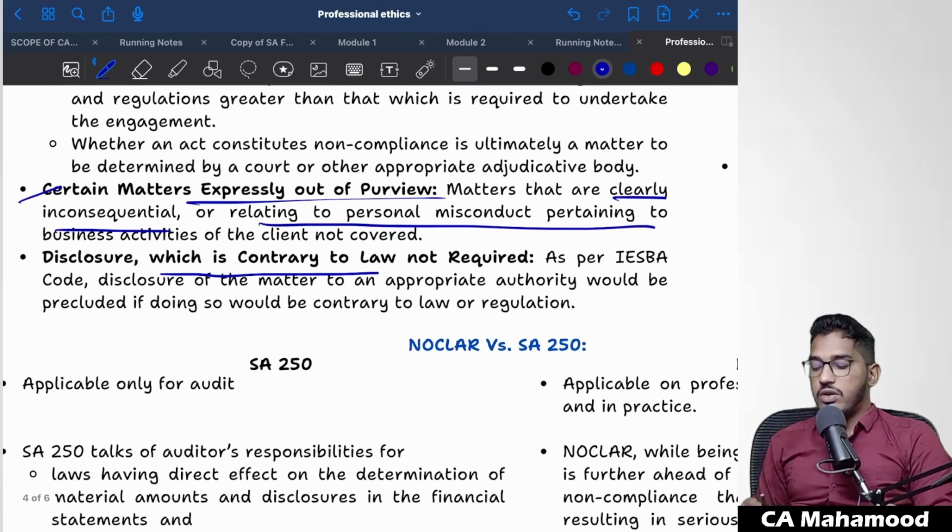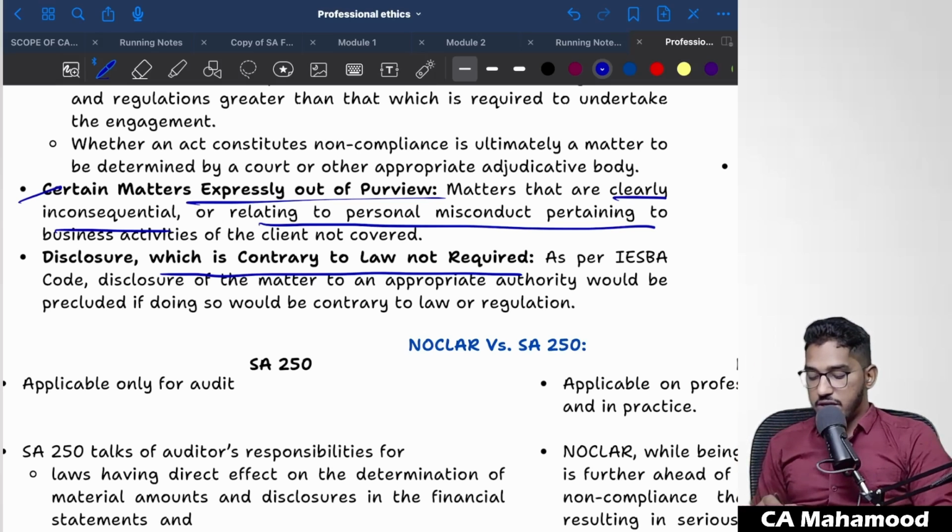And disclosure which is contrary to law is not required. If you feel that as a result of complying with the Noclar, if you have to communicate the non-compliances with the laws and regulations, that will lead to violation of the law. If you feel by following these Noclar rules and regulations you are violating some law or regulation, then you should not follow Noclar regulations. Law will always prevail. So that's what they say.